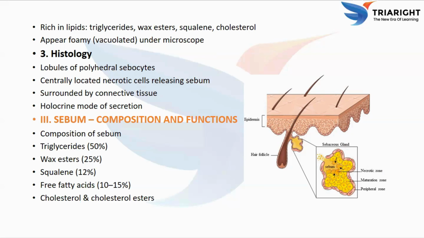So the approximate composition is triglycerides. They consist of about 50% of the sebum. So these break down into fatty acids, right? Wax esters contribute about 25% of the sebum. It helps in lubrication and also prevents water loss. Whereas squalene contributes about 12% of the sebum. What is its role? It maintains the natural moisturizer and also has antioxidant properties.